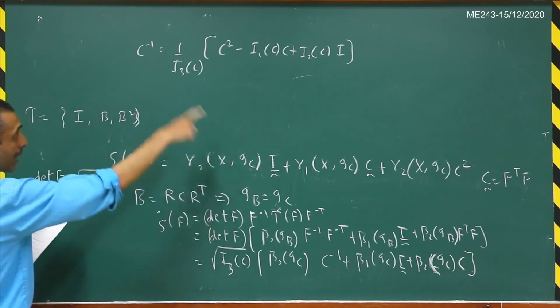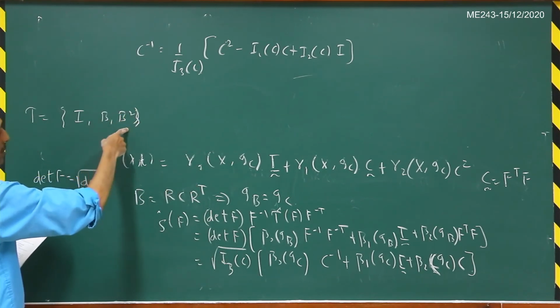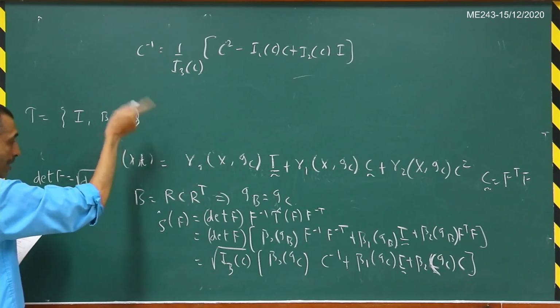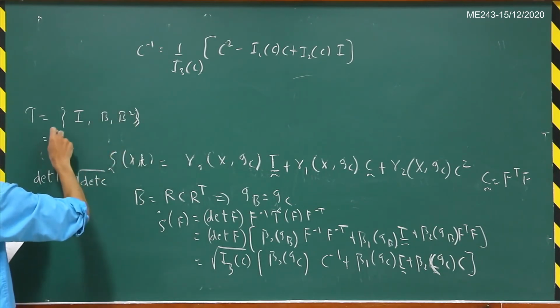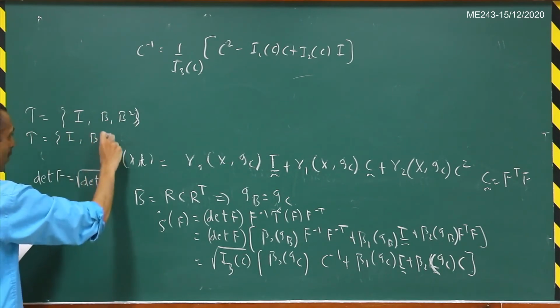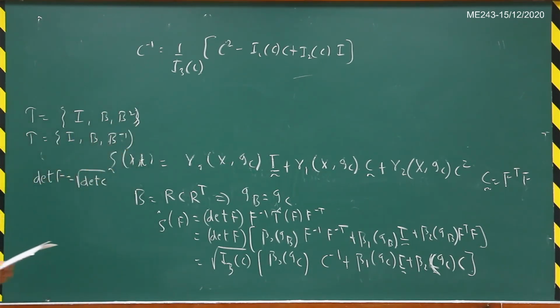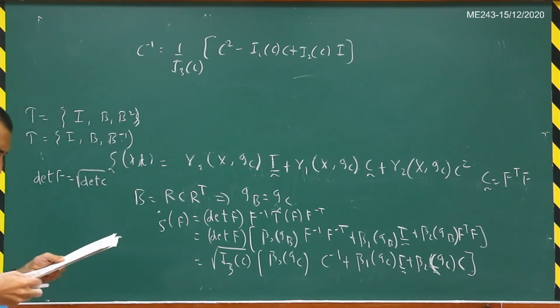Just like we use the Cayley-Hamilton theorem for the second theorem of Cauchy stress, here also you can use the Cayley-Hamilton theorem and express B square in terms of B inverse. So I can also get tau in terms of I, B, B inverse. Okay, so that is also possible. So those will be just different forms of the constitutive relationship. Right?